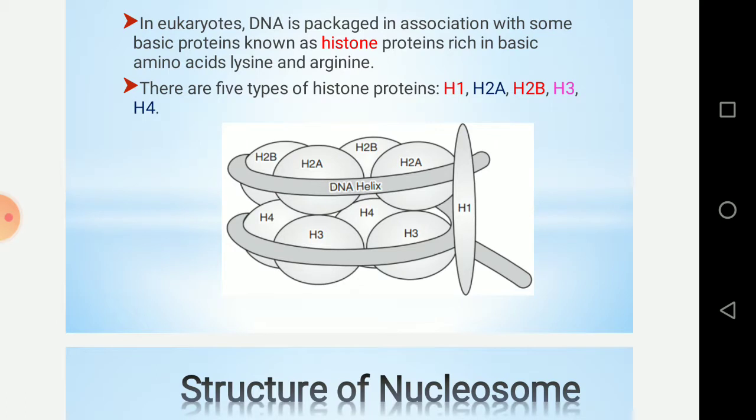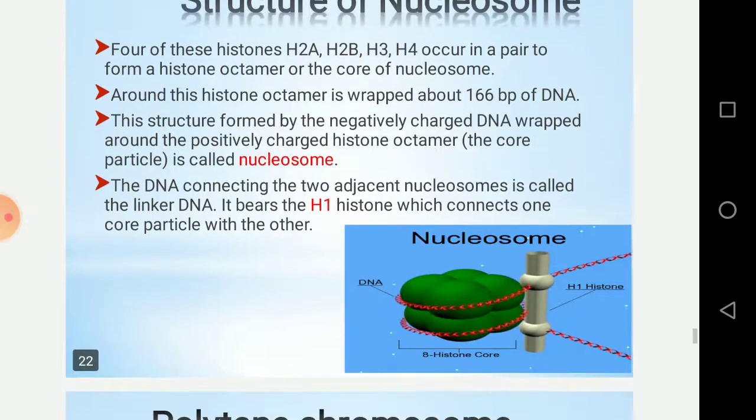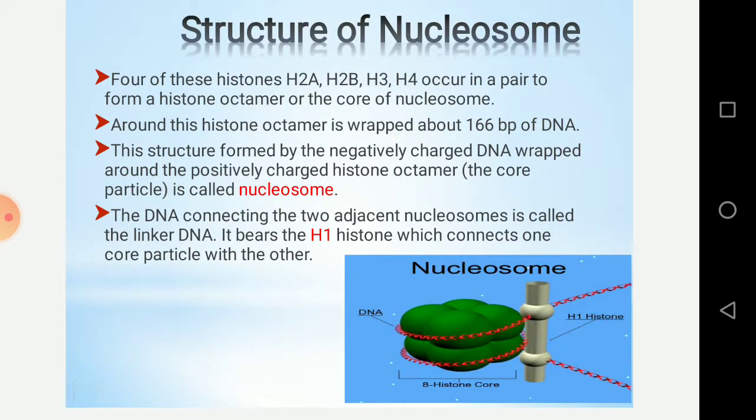Why is it called linker DNA? Because it is not found in the core octamer, but when the DNA is wrapped around it, it comes and attaches, and it helps in attraction. So this was all about the structure of the nucleosome.